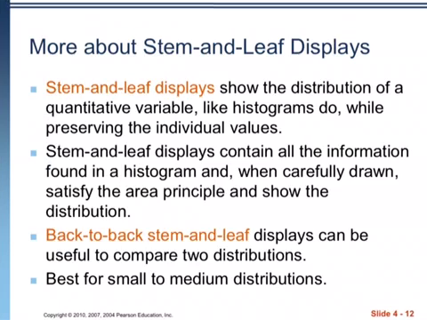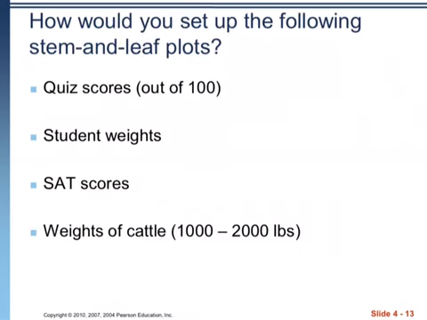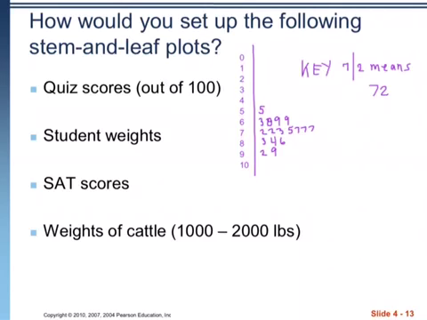Stem and leaf plots are used for quantitative variables just like histograms, and one advantage is that they actually preserve the individual data values. Stem and leaf plots are best for small to medium distributions. Use a histogram for a large set of data. So how would you set up the following stem and leaf plots? I want you to take a minute and make a sketch. Remember that you can only use 1 digit for the leaves, but you can use 1 or more digits for the stems. Here's my idea for the stem and leaf plot for quiz scores.